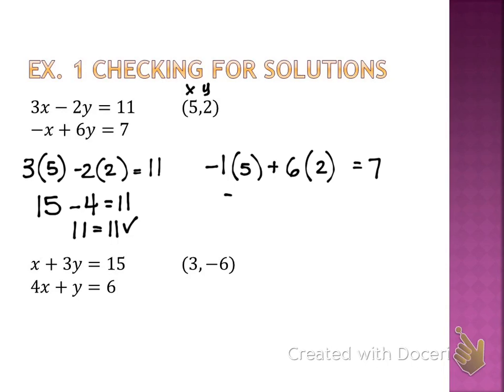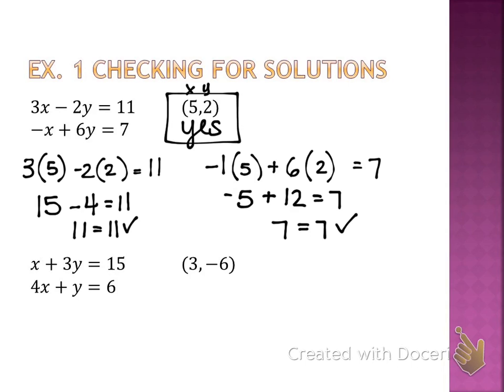Negative 1 times 5 is negative 5, plus 12, equals 7. Negative 5 plus 12 is 7. So I know that this ordered pair is the solution to the system. Okay? So my answer is yes, because when I plugged it in, it checks out for both of them.